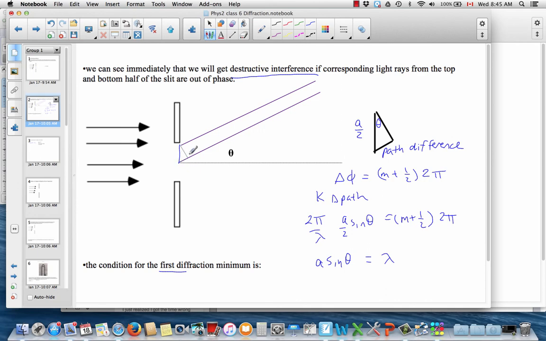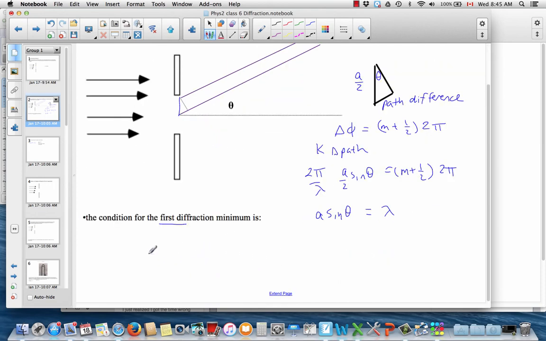Now, it should be noted that if the very top and the middle cancel each other out, then if you move down a little bit, this point and this point will also cancel each other out because the geometry is identical. And so what happens is all the rays coming from the top half of the slit cancel all the rays coming from the bottom half of the slit. They will cancel each other out, and we'll get overall no light. You'll get a total minimum. Now that's called a diffraction minimum.